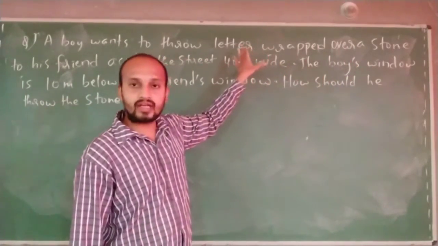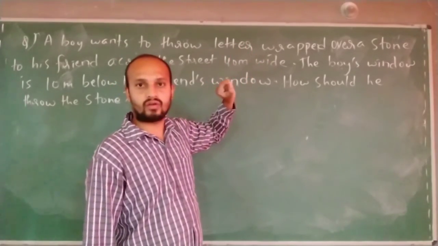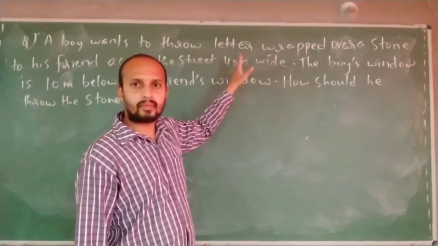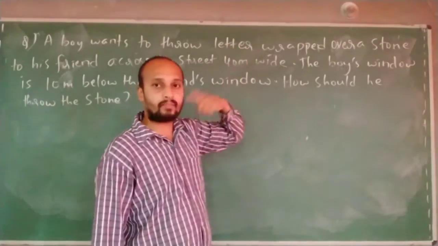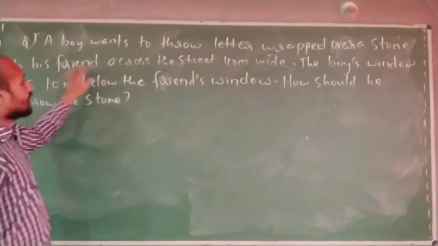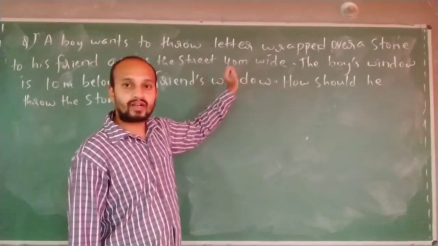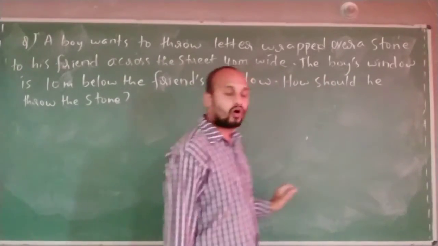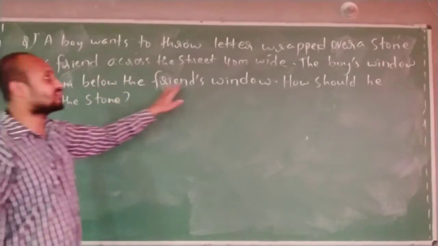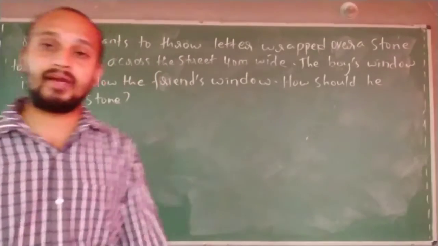If you are not able to understand the words in my video, please write them down. Especially for this problem, maybe you cannot see it clearly, so that is why I am pronouncing it. Write it down in your notes. To his friend across the street 40 meter wide. The boy's window is 10 meter below the friend's window.